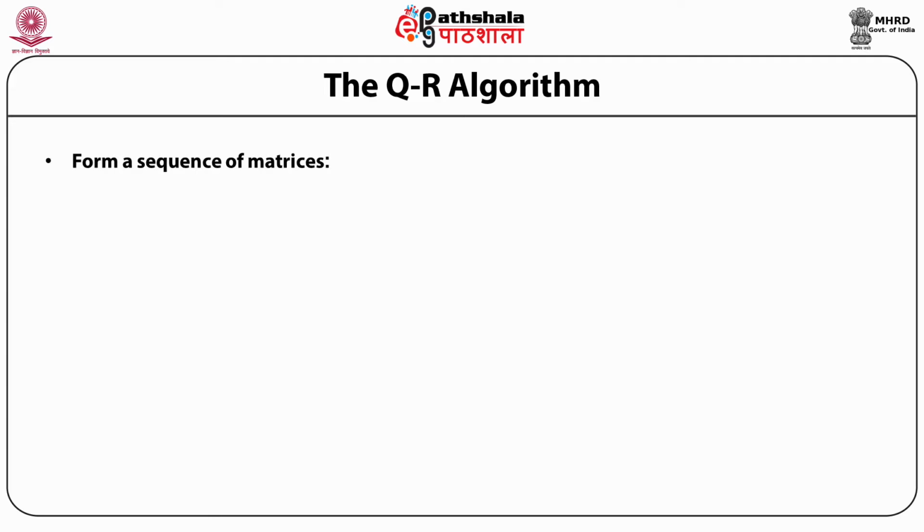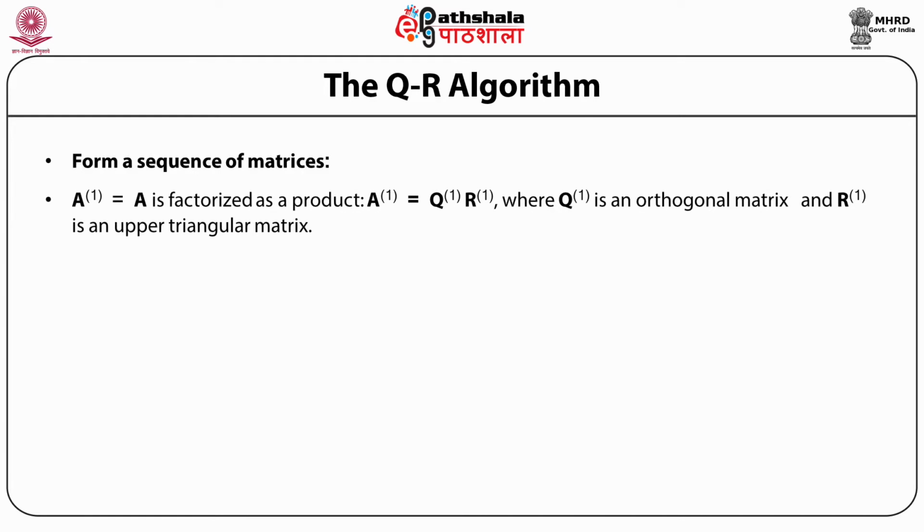First, form a sequence of matrices where A raised to power 1 equals A, A raised to power 2 and so on. Second, A raised to power 1 equals A is factorized as a product, that is A^1 equals Q^1 into R^1, where Q^1 is an orthogonal matrix and R^1 is an upper triangular matrix. Third, define A^2 equals R^1 Q^1.